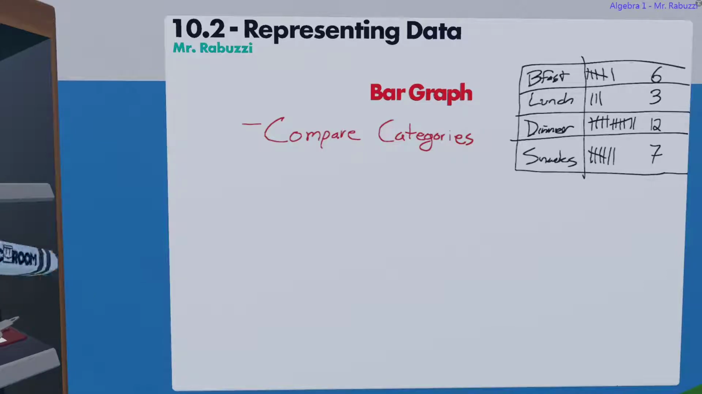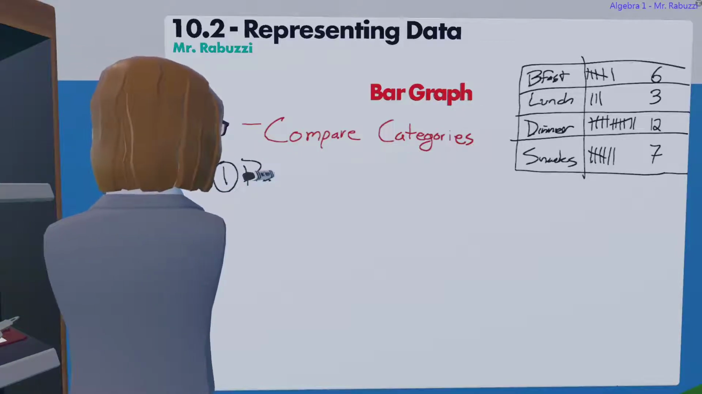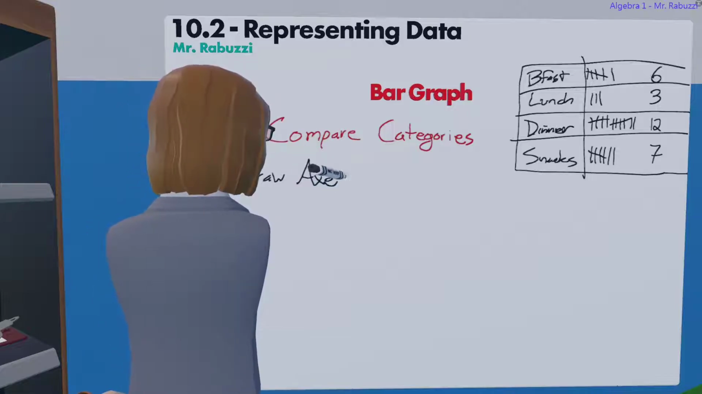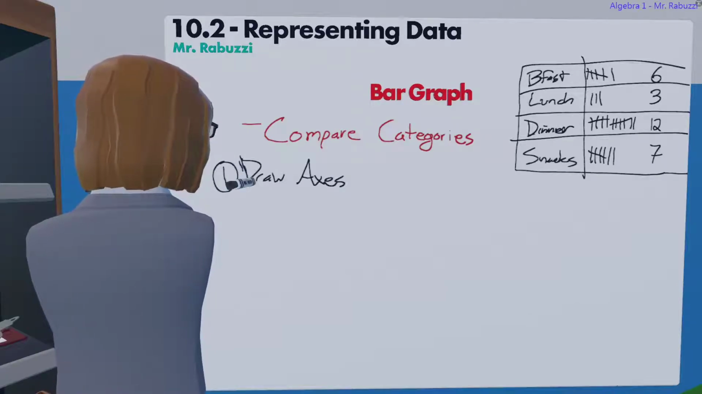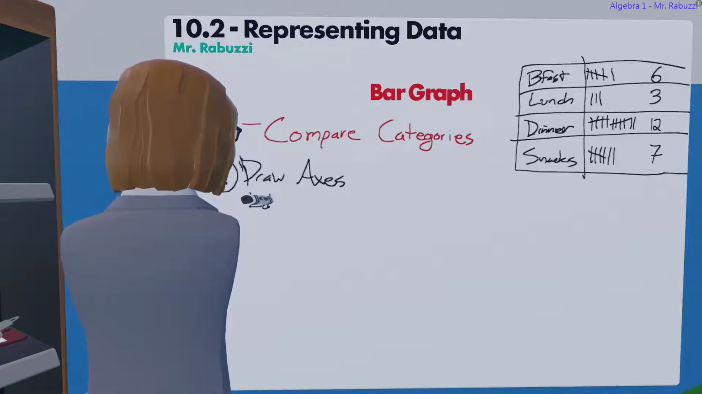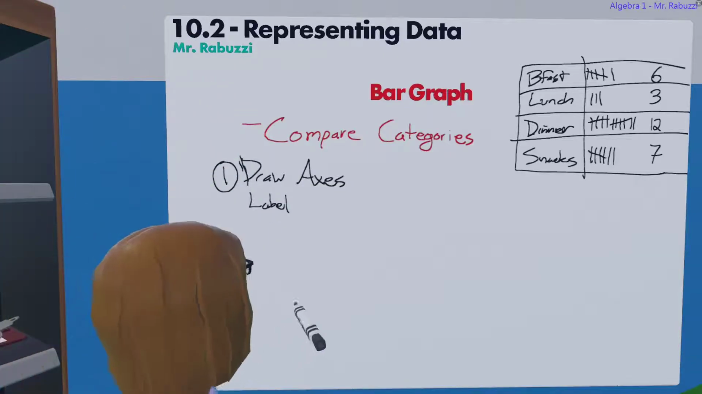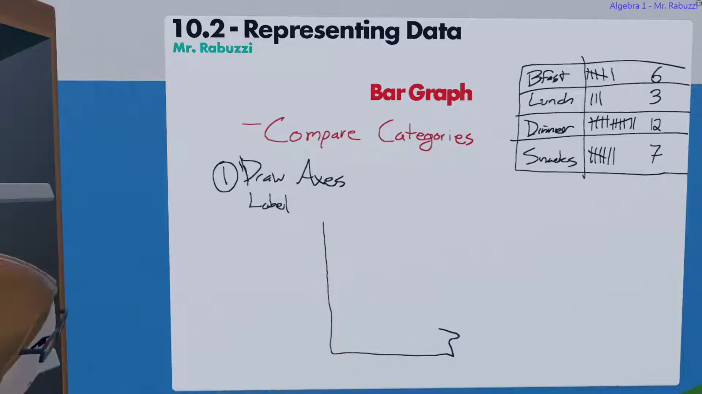Okay, so the first step is draw your axes, and label. So I'm going to draw my y-axis and my x-axis. Ooh, I ran into the couch.